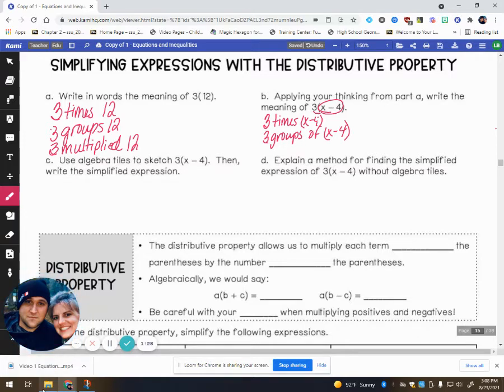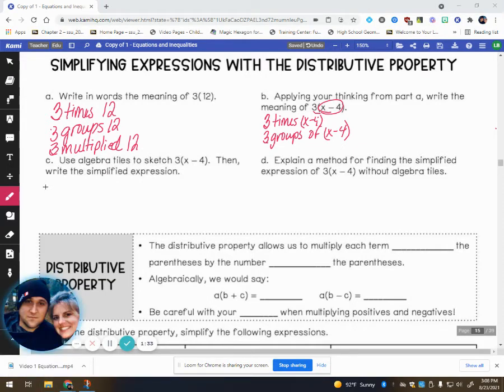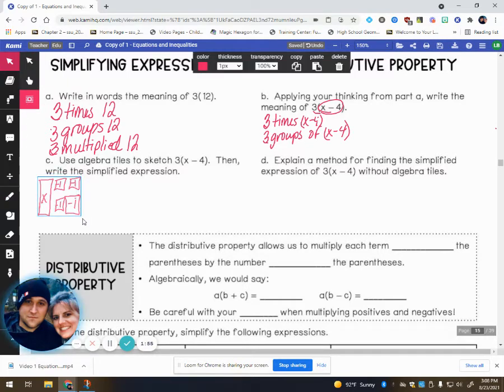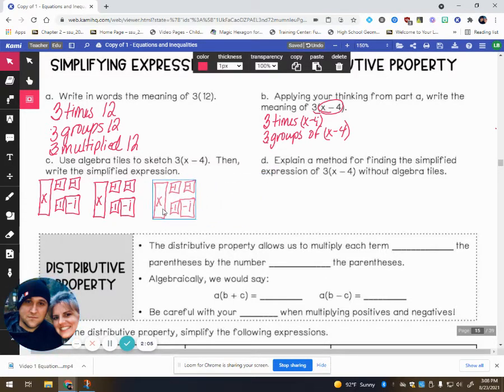So let's use some algebra tiles to sketch this drawing here. If I'm going to sketch x minus 4 and I have 3 groups of it, first I'm going to sketch out my x and then my negative 4. So I've got 4 negative 1 tiles: negative 1, negative 1, negative 1, and negative 1. The nice thing about using computers is I've got this handy feature where I can box it in, copy it, and paste it 2 more times so that I have 3 groups of this x minus 4.